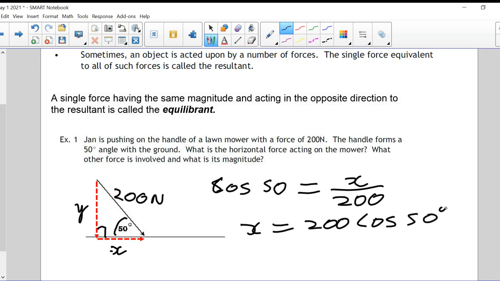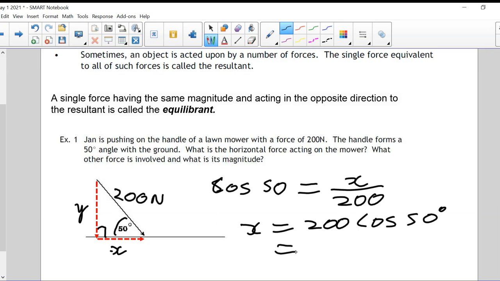And we're going to see this quite a bit: when we're trying to find the horizontal component of a vector, when you take a vector and try to split it apart into horizontal and vertical components, that is simply the vector's magnitude itself, which in this case is 200 newtons, multiplied by the cosine of the angle that vector is forming with the horizontal. All right, so in this case, that would be cosine of 50 degrees.